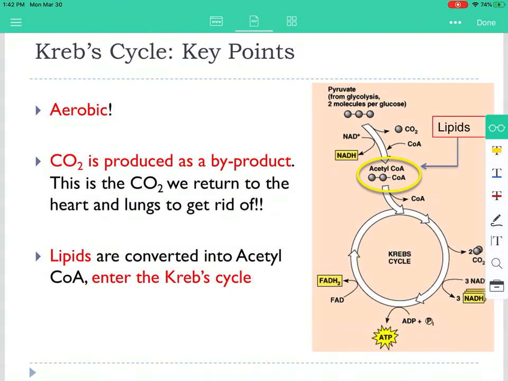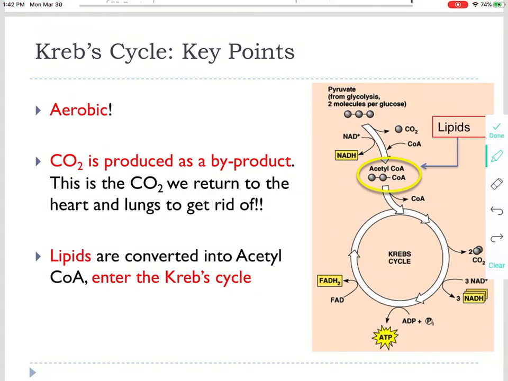Okay, what are some other key points of the Krebs cycle? Well, this is where lipids will come in. So we've been talking about glucose. If we think about glycolysis, we started up here with glucose. Glucose came in and it formed pyruvate. And then pyruvate is formed into acetyl-CoA.